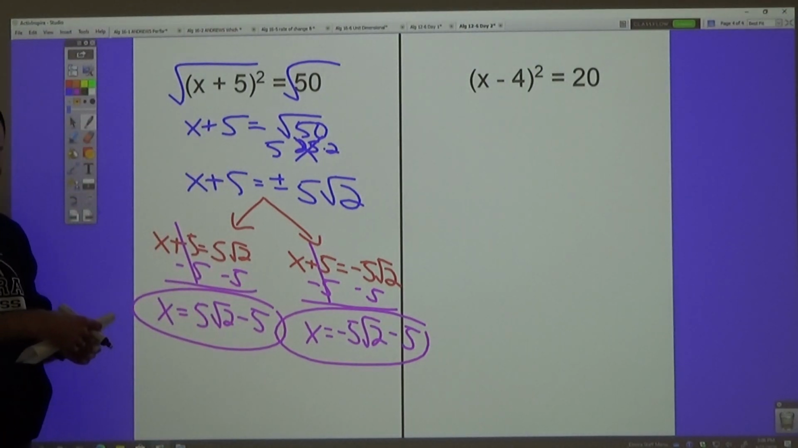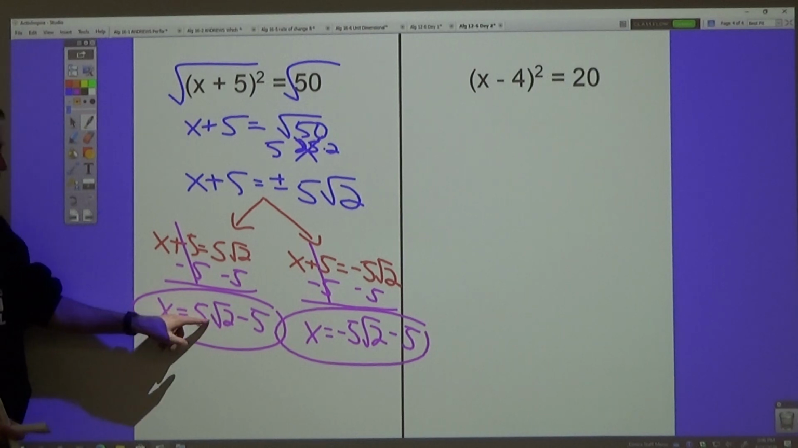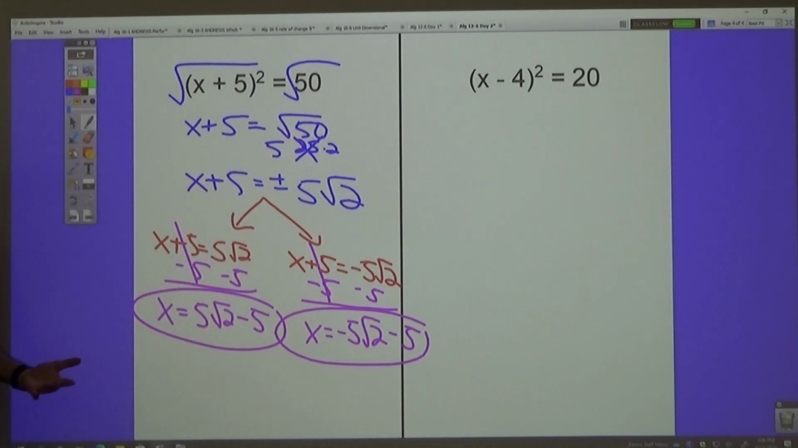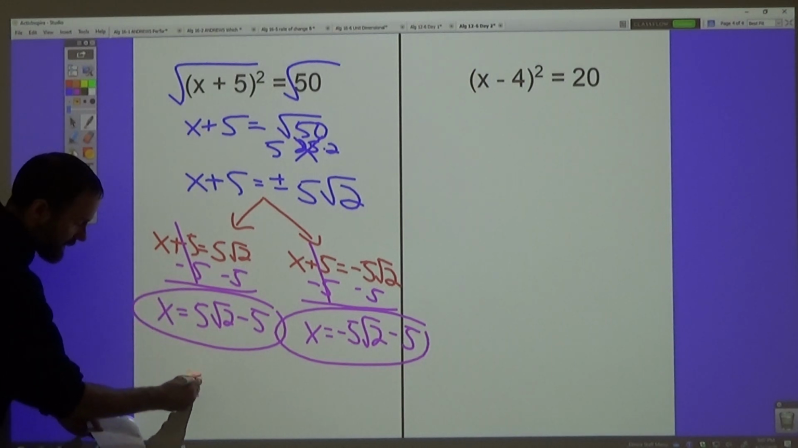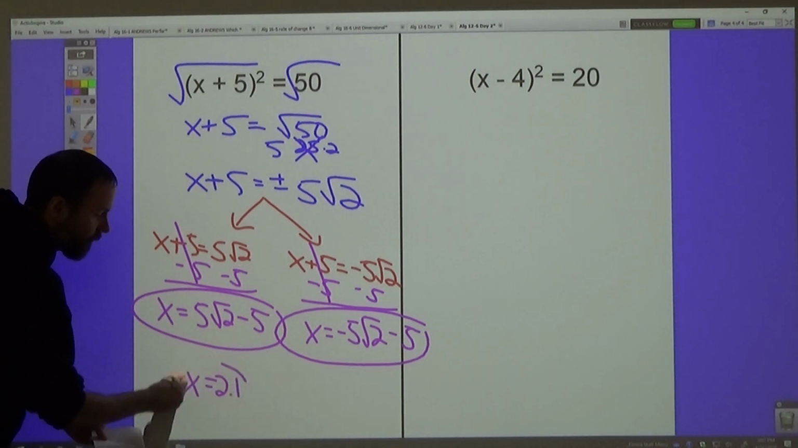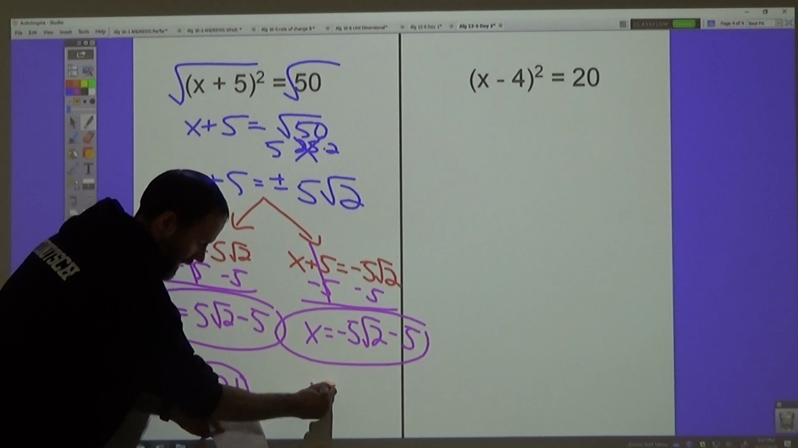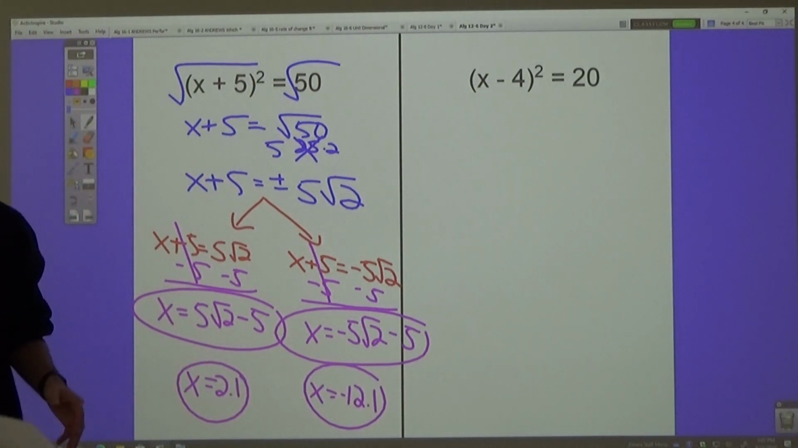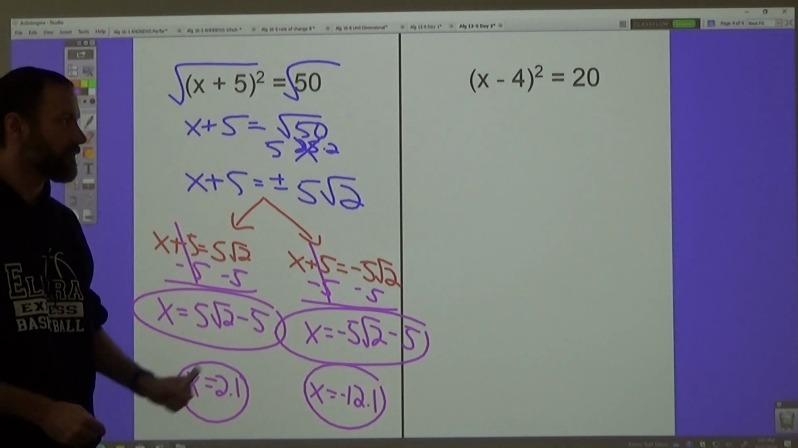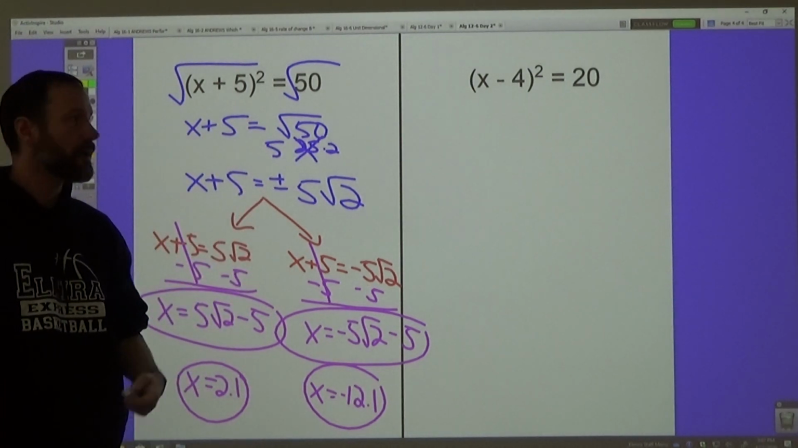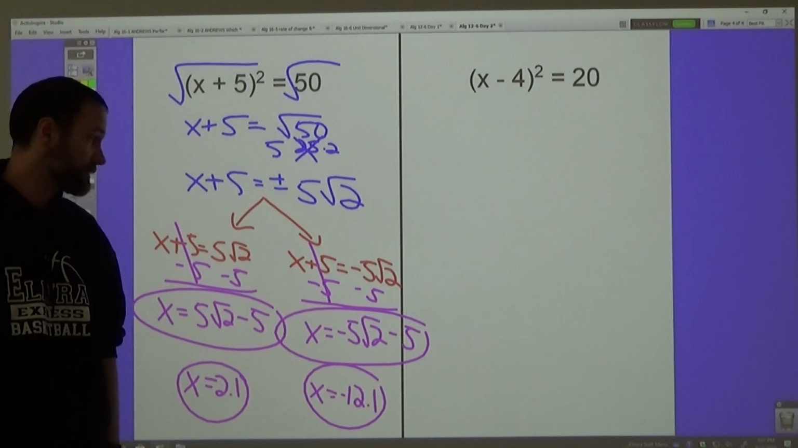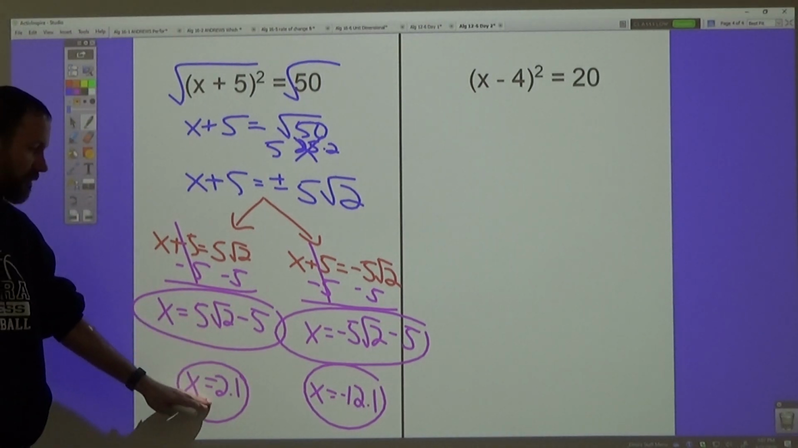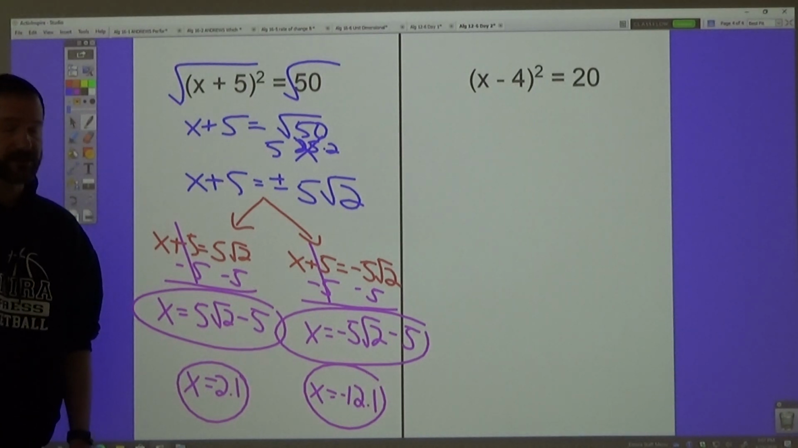If it asks you for it in decimal form, you could either just type that in, or we could have changed this to a decimal right away. If we did that, we would have ended up with x equals 2.1, and x equals negative 12.1. Again, I'm not going to do this last one just to save a little time, but if you want to look at the next one, take a look at the hard copy of notes. Please pay attention whether they ask you to put it in simplest radical form or as a decimal rounded to the nearest tenth.